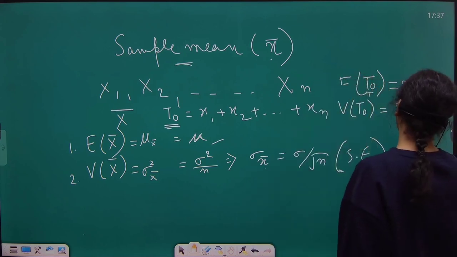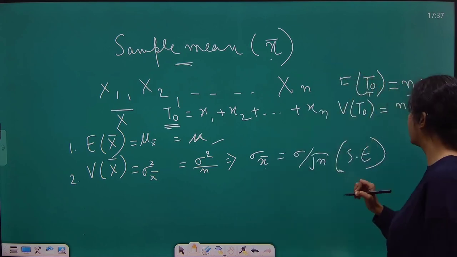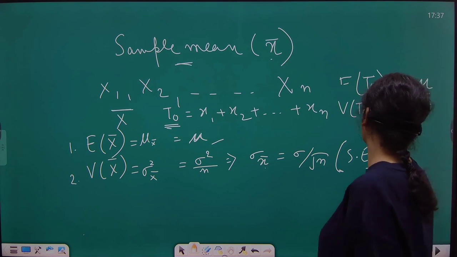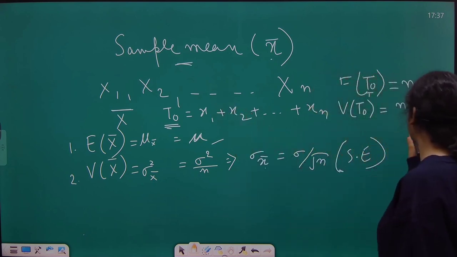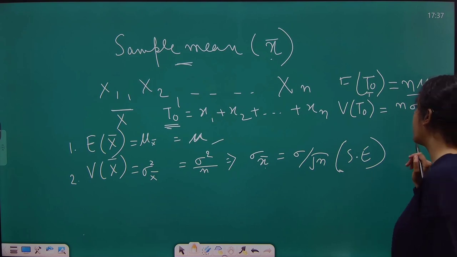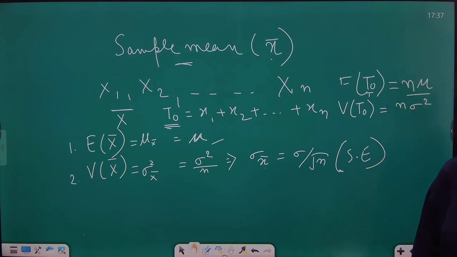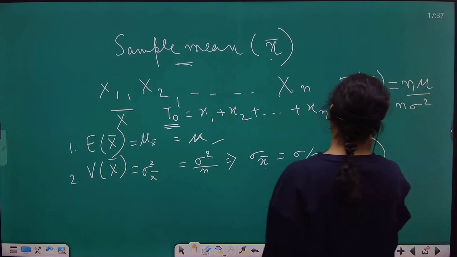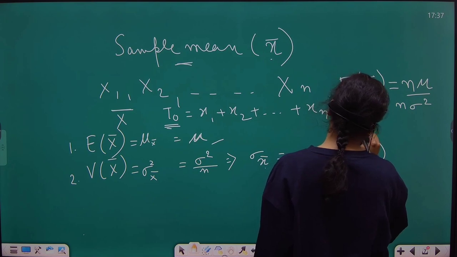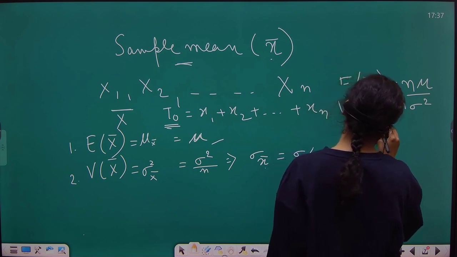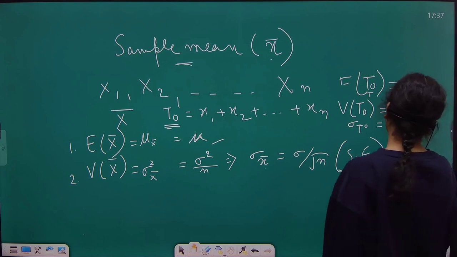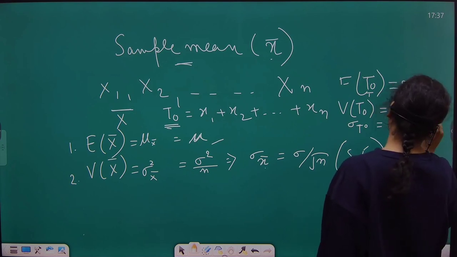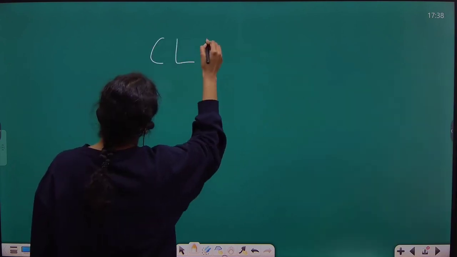And the variance of T0 is n sigma square. That is the variance of the sample mean times the number of observations n. And the standard deviation of T0 will be root n sigma.